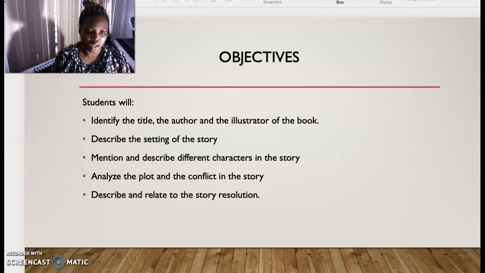So right here I have objectives. It is very important that at the end of the lesson the kids are able to identify, describe, and illustrate all the story elements that they are taught in the classroom.